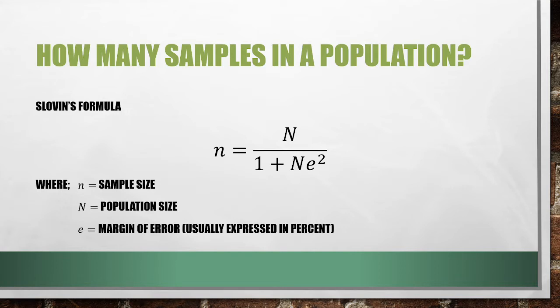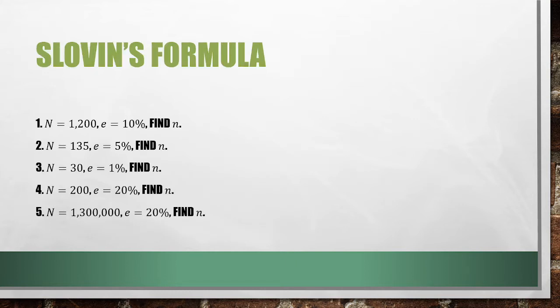When we are deciding how much margin of error we are using in a study, we actually align this to the significance level of our study. We will talk more about that in the later part of the course, on the discussion of hypothesis testing. Here are just some examples regarding Slovin's formula. We have different population sizes and different margins of error, and we just need to find n.